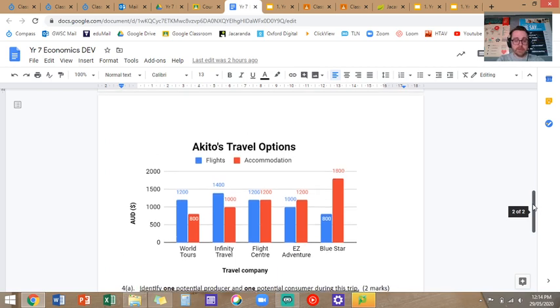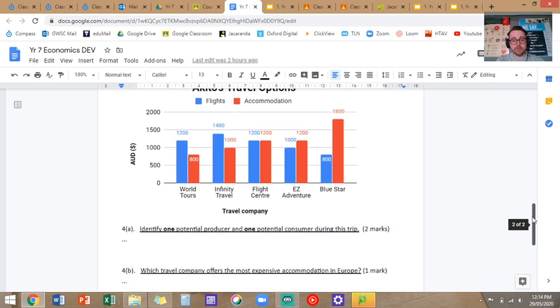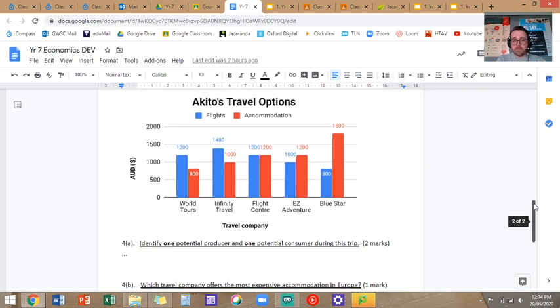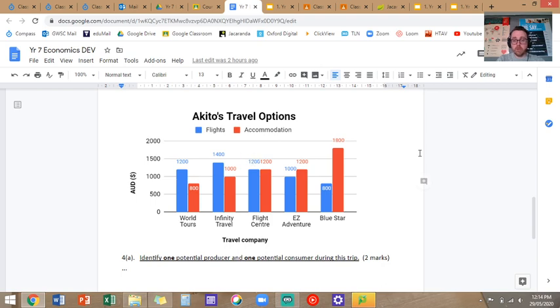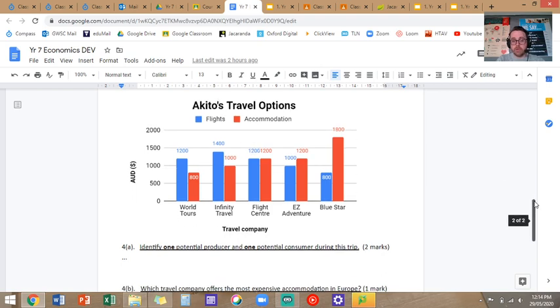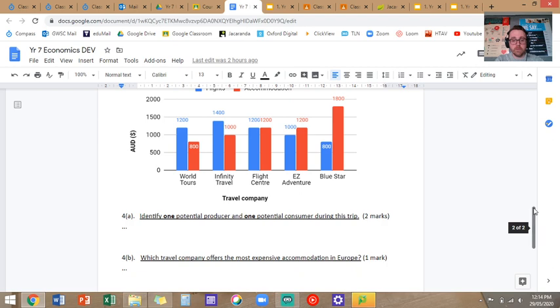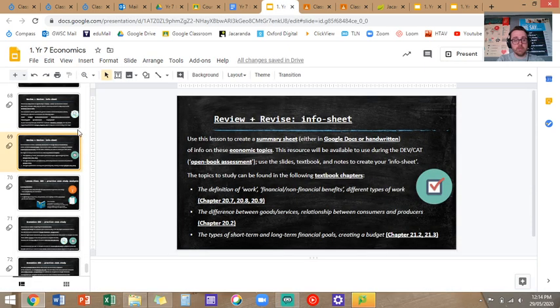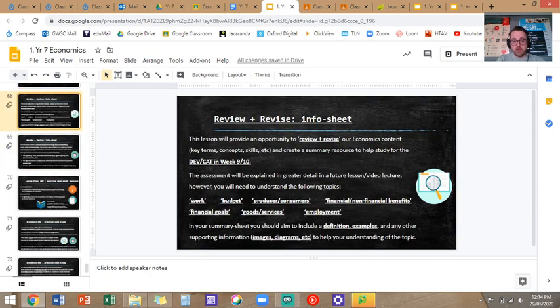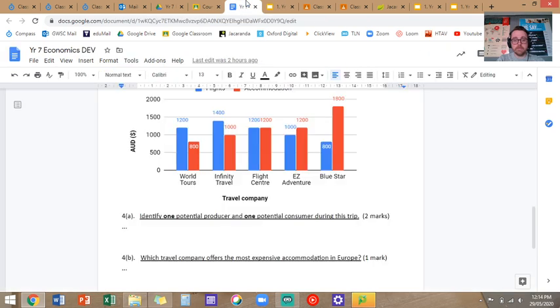So question 4 asks you to look at this graph and answer a couple of questions. Identify one producer and one consumer during a European holiday. So using this data and using what we know about Aikido, one producer and one consumer for this question here. 2 marks. So again, I'm probably going to get 1 mark for a producer, 1 mark for a consumer. And again, we studied that as one of our topics in our little info sheet.